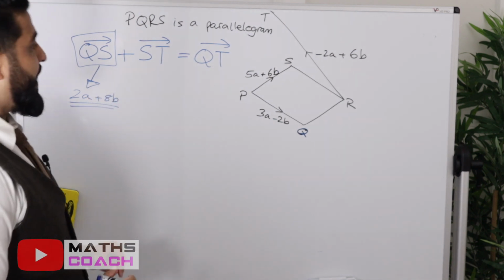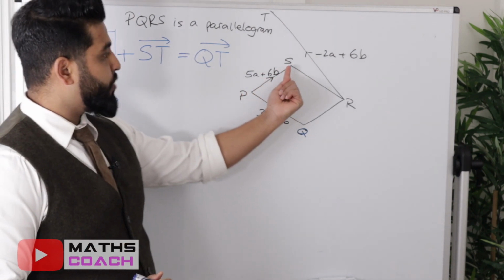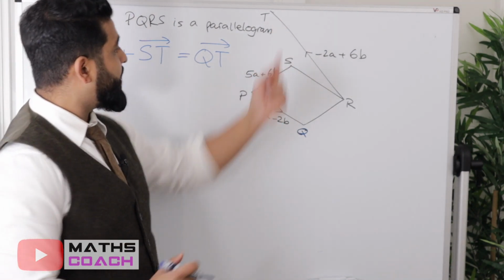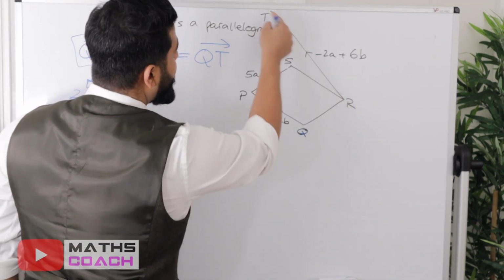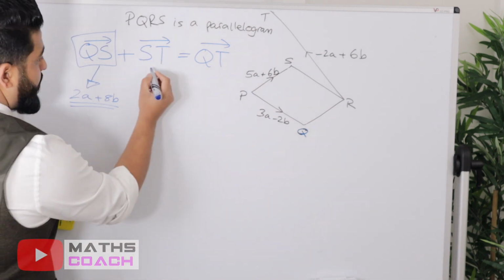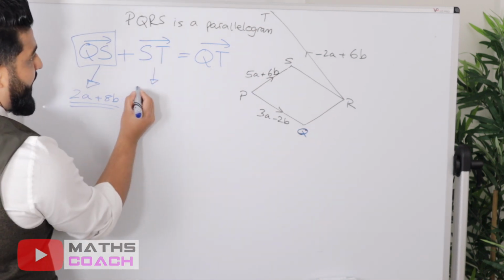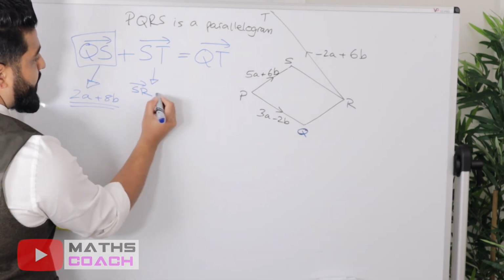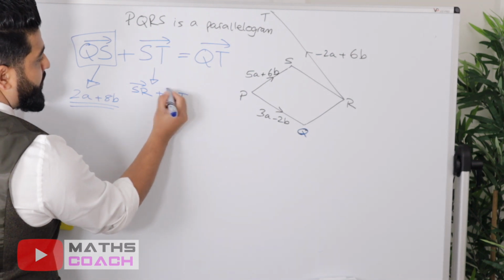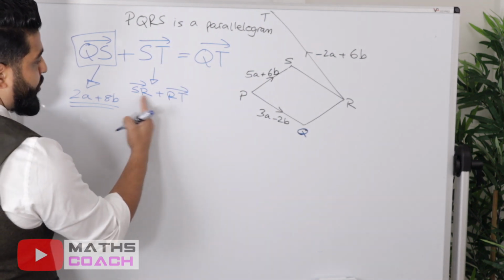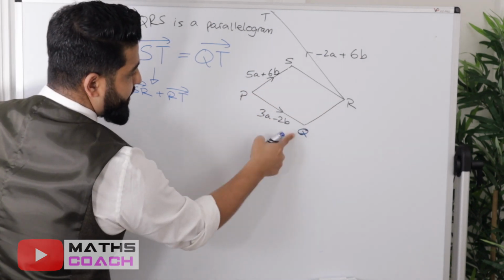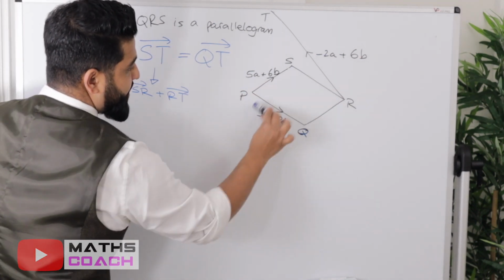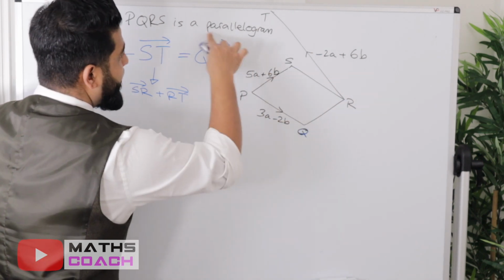Now we need to find S to T. If we go back to our diagram, S to T, we can go S to R and then R to T. So S to T's route will be S to R and then R to T. Now, do we know what S to R is? Yes, we do. It's just going to be the same as P to Q. This is in the same direction, being a parallelogram.